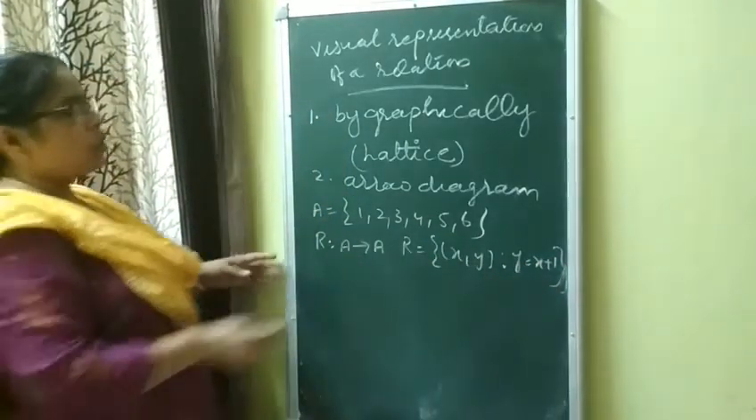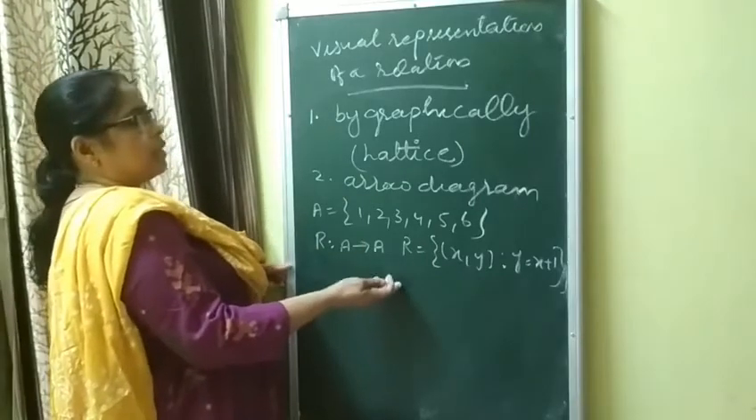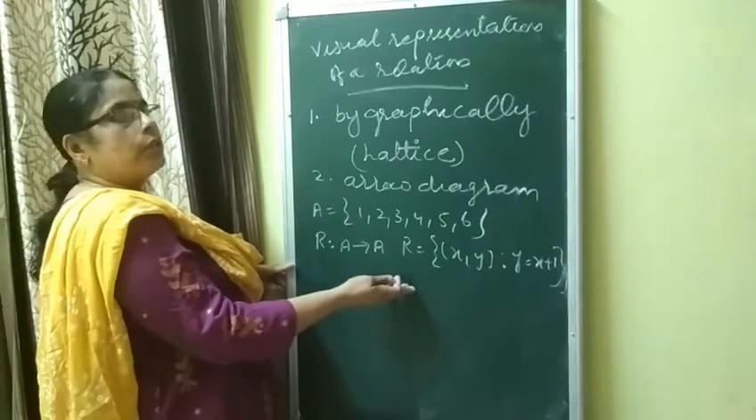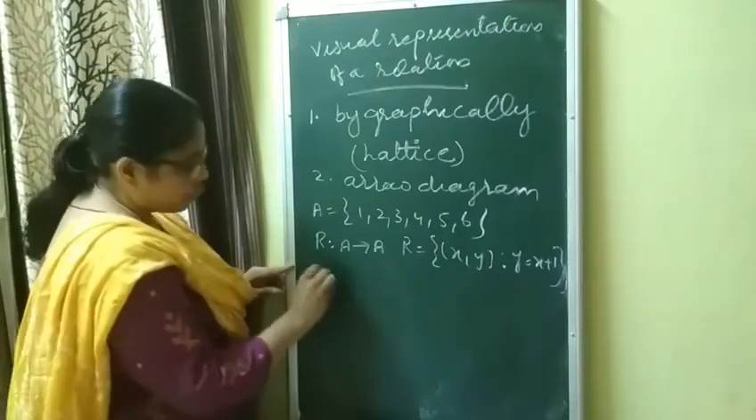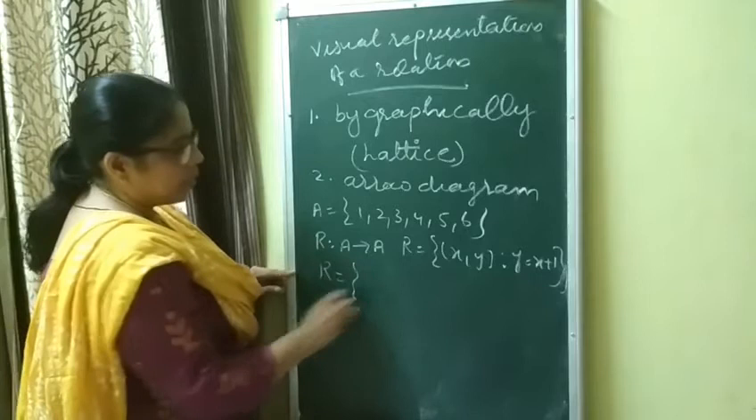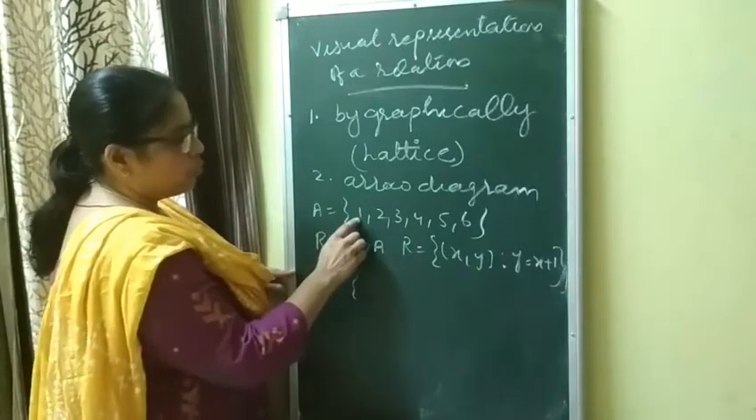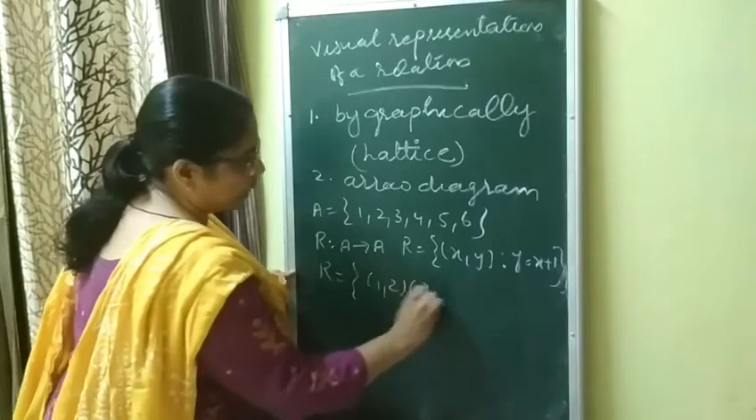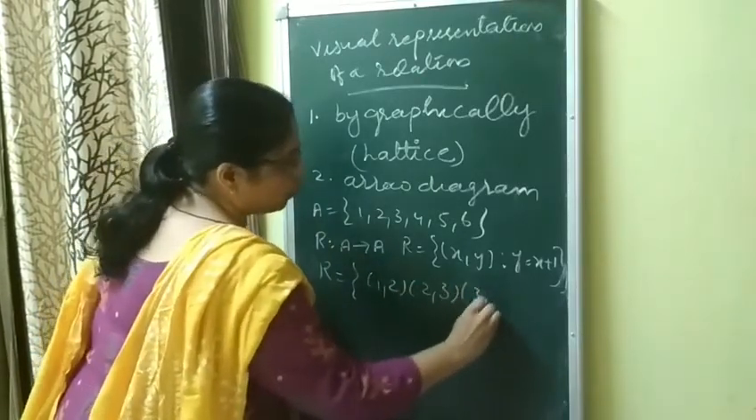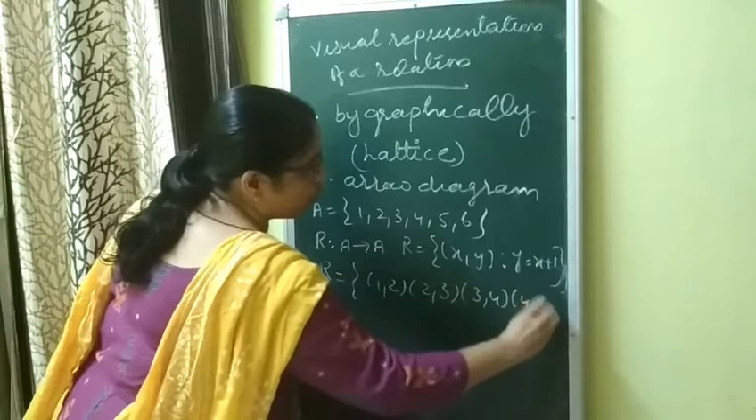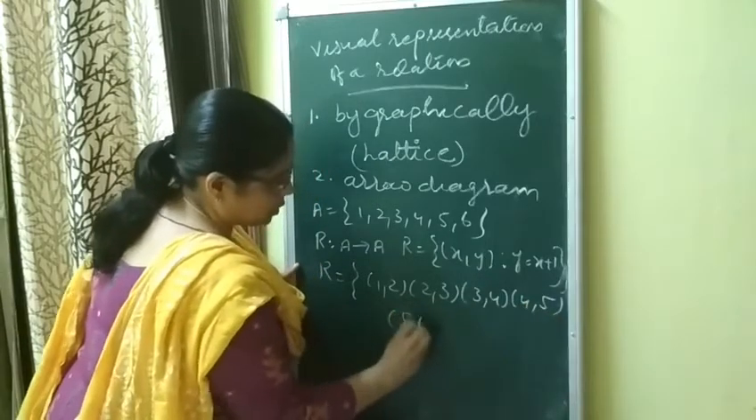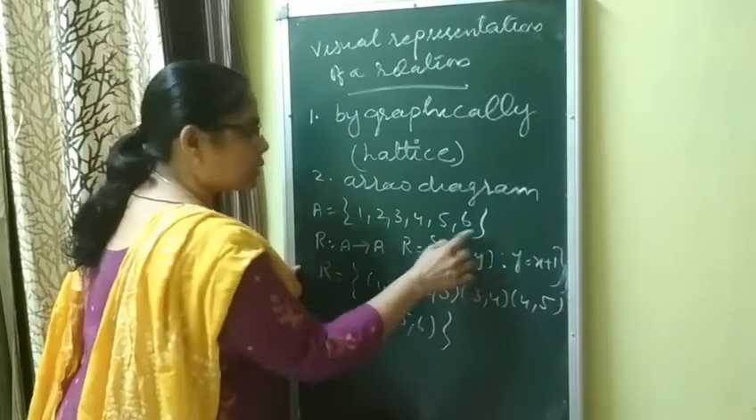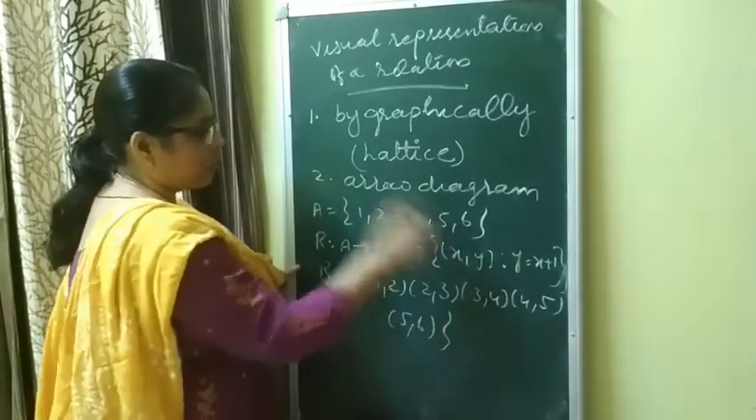Now, for representing any relation diagrammatically, first of all you have to convert it into which form? Roster form. So R = {(x, y)}: the value of x can start from 1, that is (1, 2); then (2, 3); then (3, 4), (4, 5) and (5, 6). And you can't take x equal to 6, because then the value will be 7, which is not given in the set.